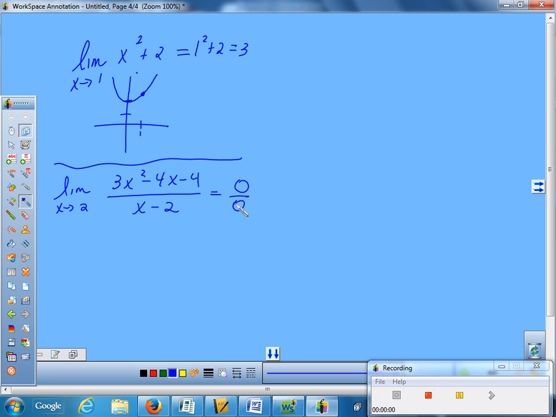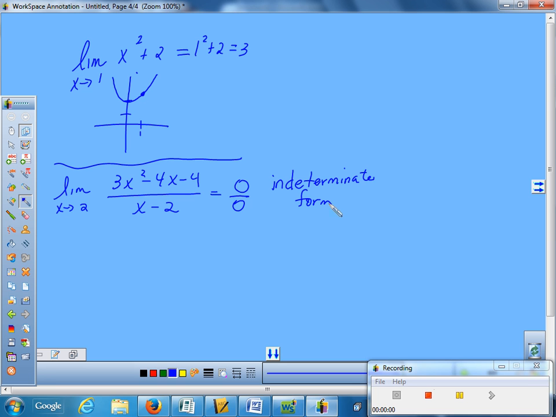Is that an acceptable answer? Anybody remember the actual name of that? That is not considered undefined. Undefined is a number over 0. If the fancy word starts with an IN, it is considered an indeterminate form. You can't determine what it is. You cannot tell when you have 0 over 0. You're not sure what the value is. It does not mean it's going to be undefined. It does not mean it does not exist. You don't know for sure what it means.